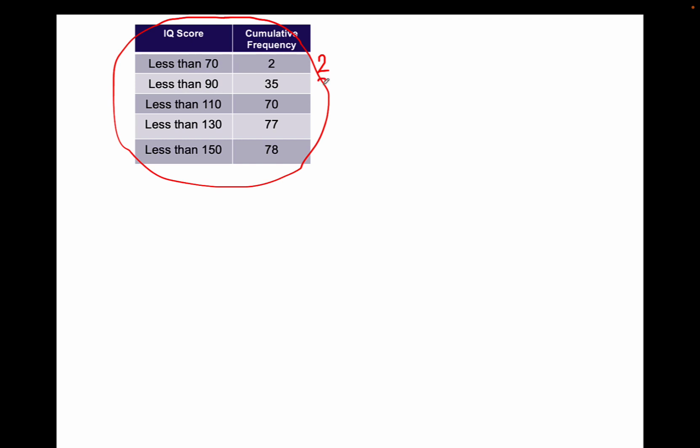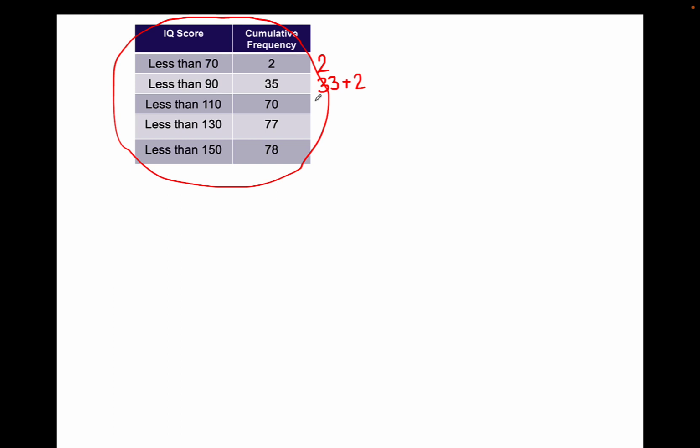Next, if you recall, look at the last slide if you need to, there were 33 IQ scores in this class. But why is there 35 here? The reason is because we're accumulating the frequencies from above. That basically means add the number above it. So we have 33 plus 2, that's where the 35 came from.